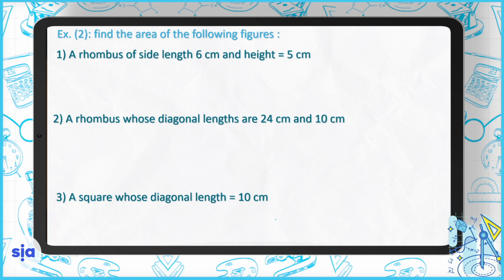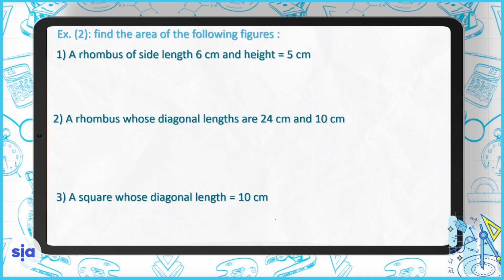Question 2 wants me to find the area of the following figures. The first figure that the question wants me to find its area is a rhombus with side length 6 centimeters and height 5 centimeters.